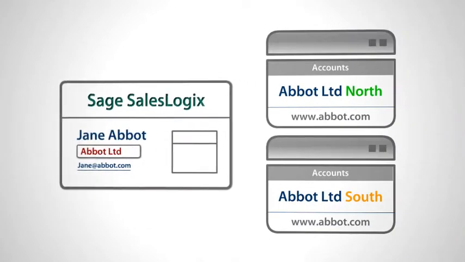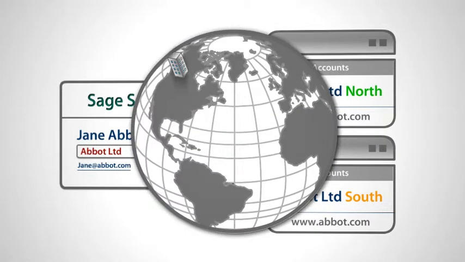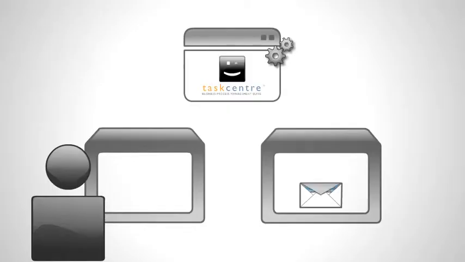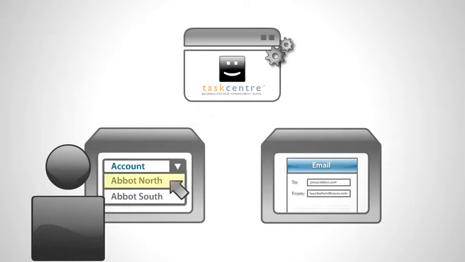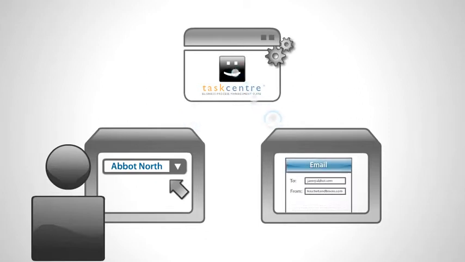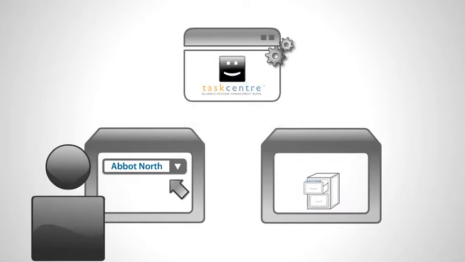For new contacts, where more than one SalesLogix account exists for the same company, for example, companies with multiple locations, Task Center has been configured to produce a process flow that requests human intervention. This enables the selection of the appropriate account to archive the email against. Right, let's get on with it.